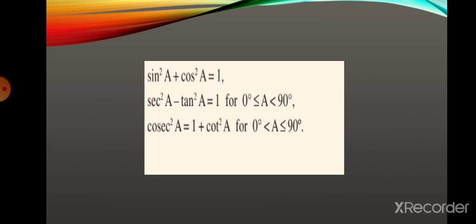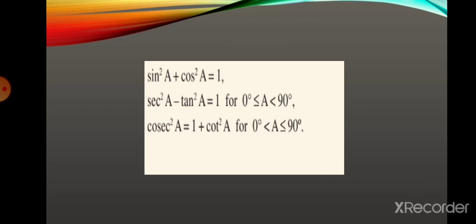Again I'll recall: sin square A plus cos square A equal to 1, and secant square A minus tan square A equal to 1, cosecant square A minus cot square A equal to 1, or cosecant square A equal to 1 plus cot square A. We can also write sin square A equal to 1 minus cos square A, or cos square A equal to 1 minus sin square A, and secant square A equal to 1 plus tan square A, or tan square A equal to secant square A minus 1.